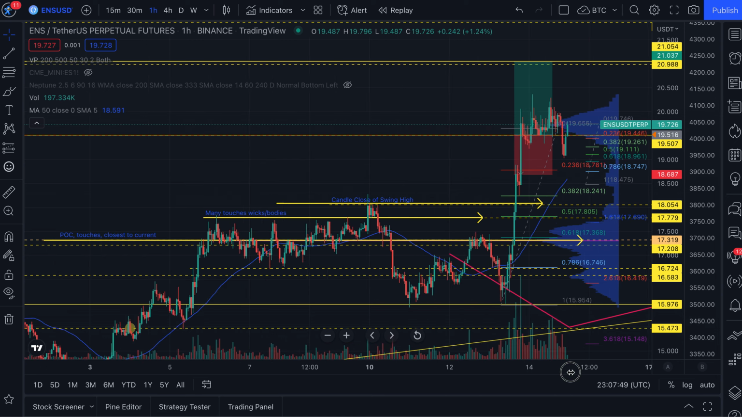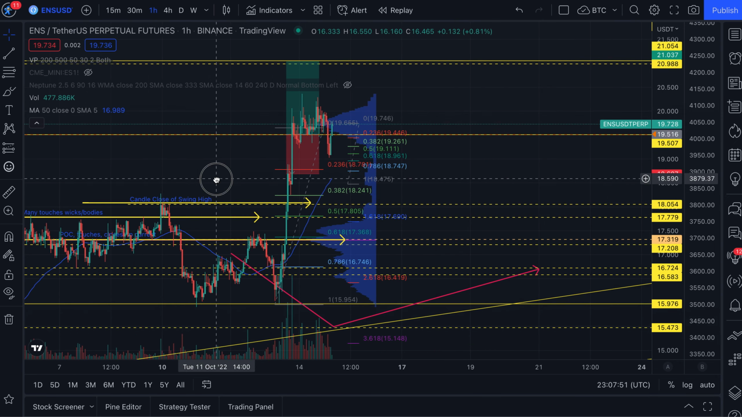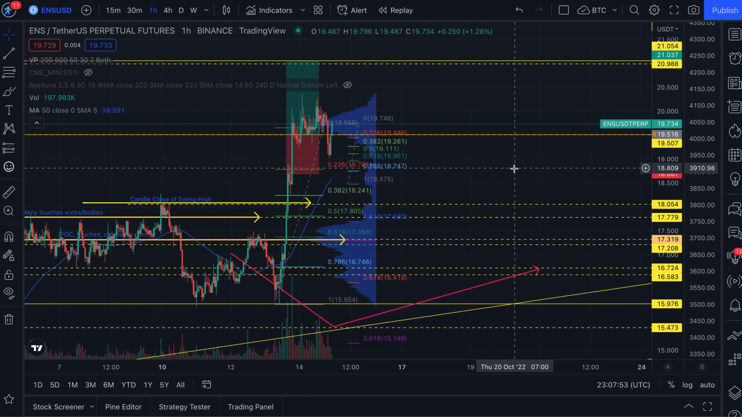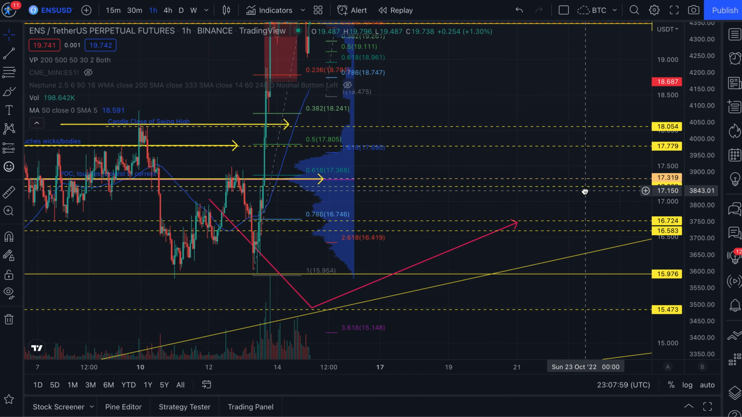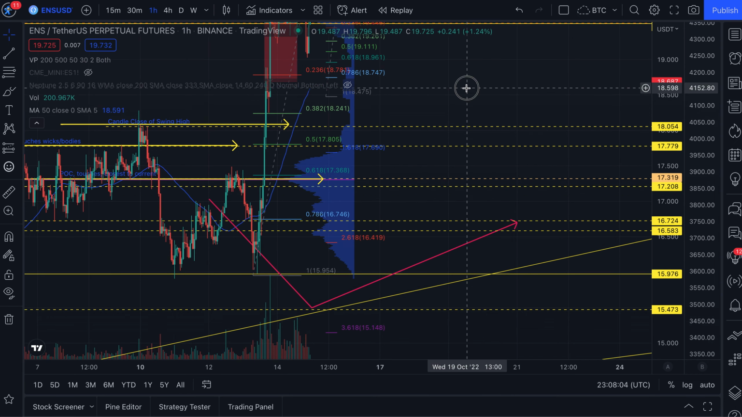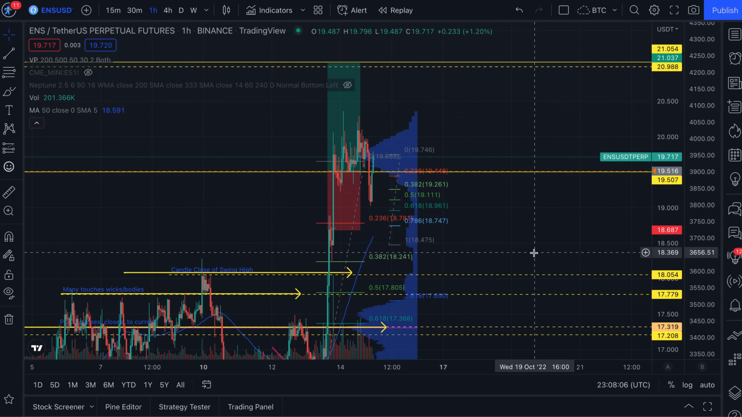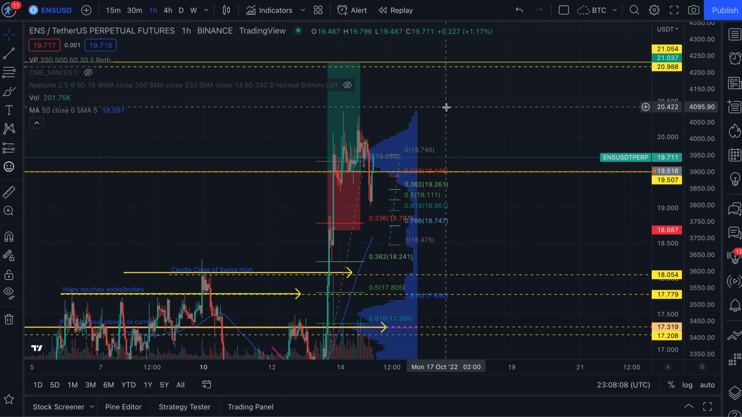So I'm going to be keeping an eye on this just up to the beginning of next week. If it doesn't make the run, then I'll probably just pull out, because I don't believe that it's going to have a lot of momentum left going into next week to make that run. So that's my play for ENS.